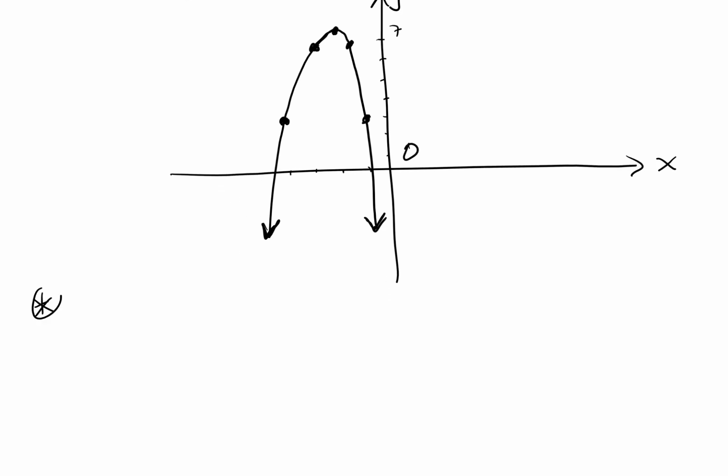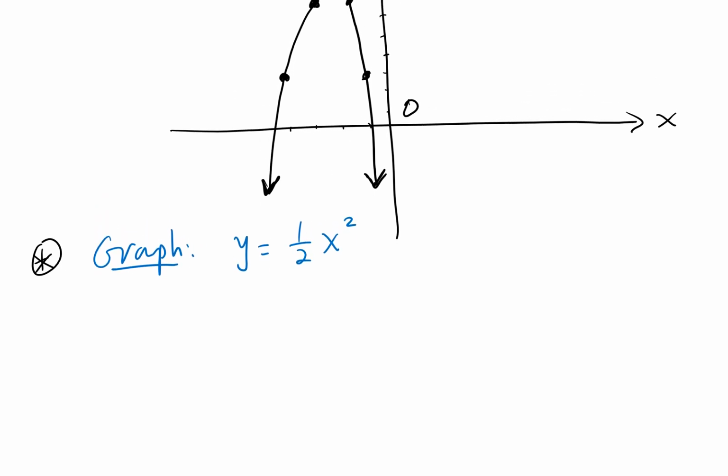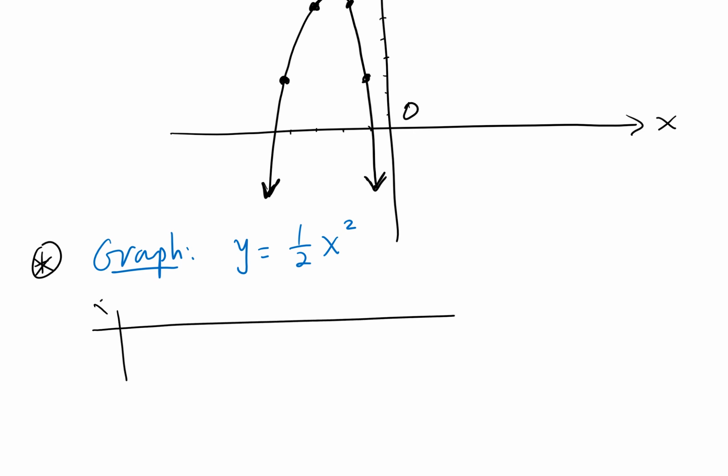Now I want to, if they give you any other function, say they ask you to graph a random function, y equals 1/2 x squared. All you have to do is work on the table of values. Usually we need 5 points. So I would take 0 and stay within the neighborhood of 0. Maybe pick 1 and 2, and then negative 1, negative 2. And then we find the corresponding y values.